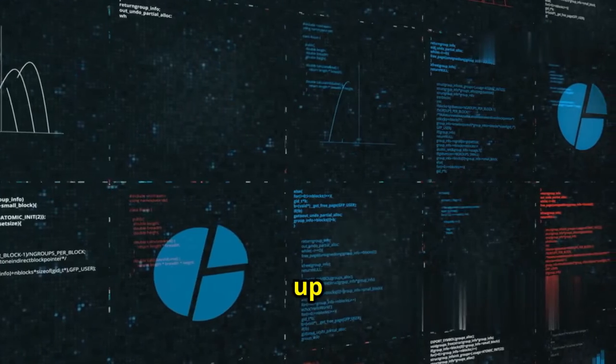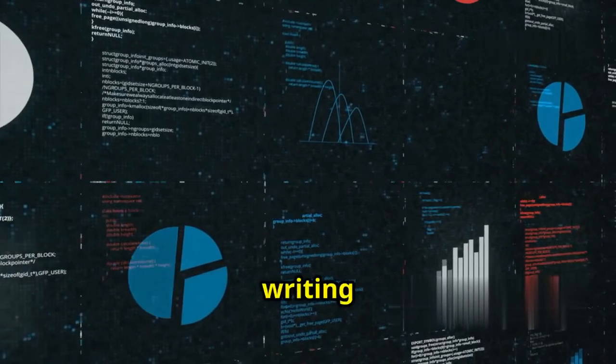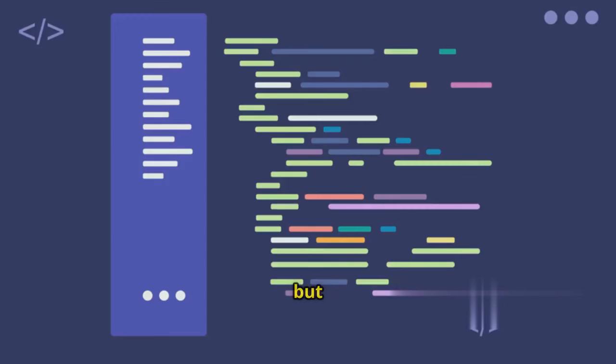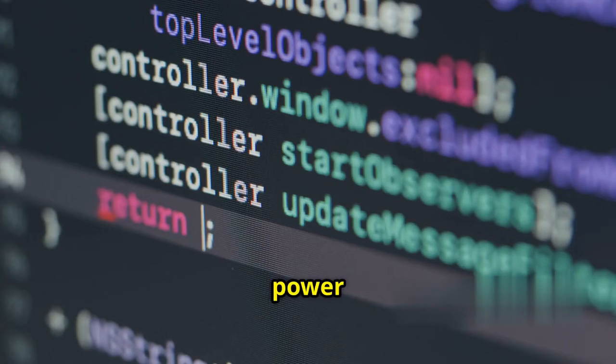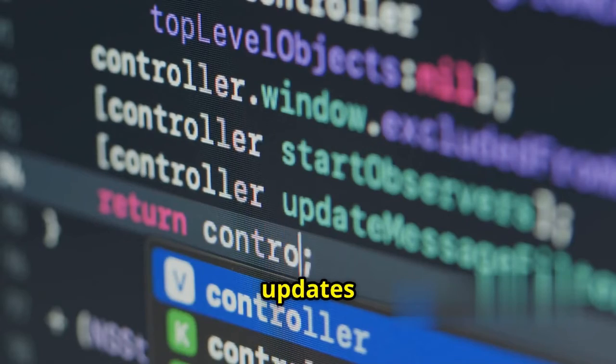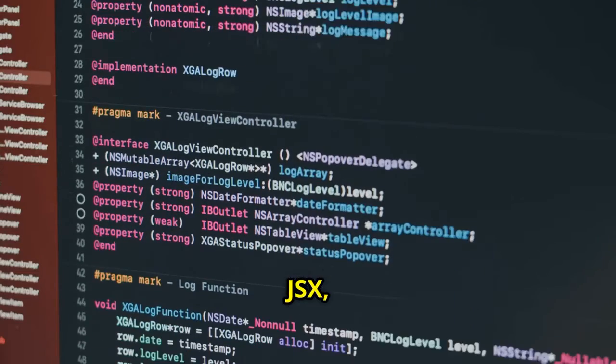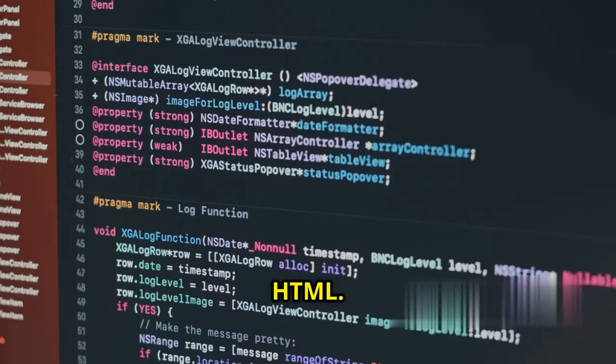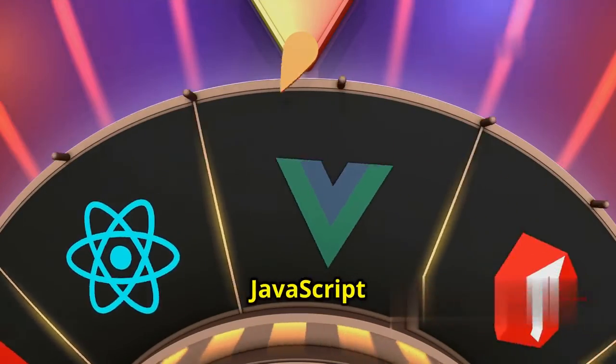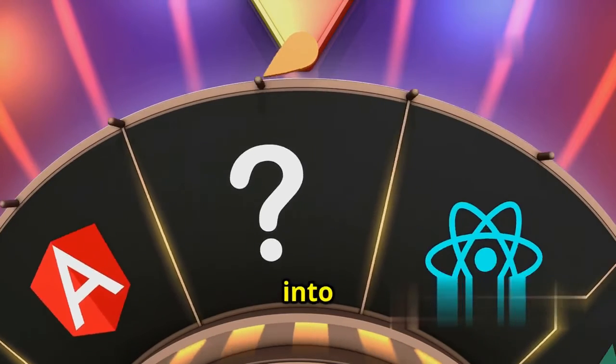To sum up, JSX is like a shortcut for writing UI code in React, but it all gets converted to JavaScript before it runs. The real power comes from how React manages updates using the virtual DOM, making your app smooth and responsive. So next time you type JSX, remember it's not really HTML. It's just a smarter way to write JavaScript UI code that React turns into magic.